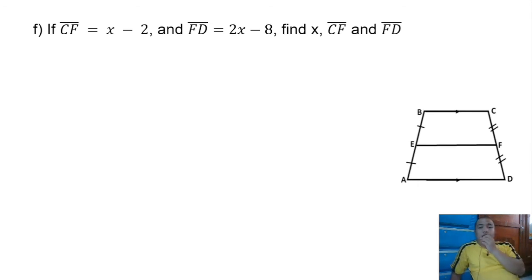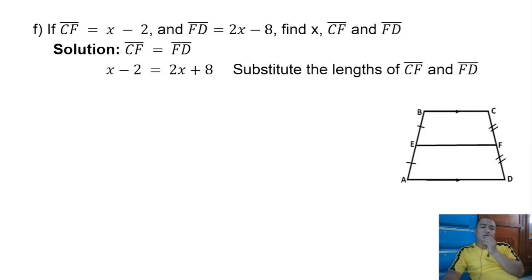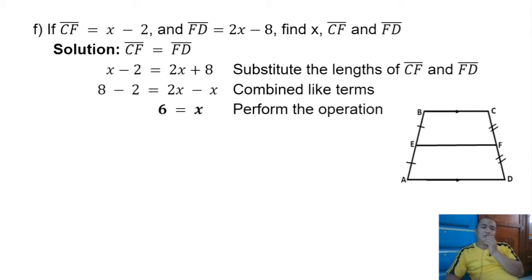Next, if CF is equal to x minus 2, FD is 2x minus 8, find x, CF, and FD. I think they are equal. We're going to equate. Yan. CF is equal to FD because point F is the midpoint. So I'll solve for x now here. Negative x equals 10. So x minus 2x or 2x minus x. Negative 2. Dapat minus 8 yun, no?